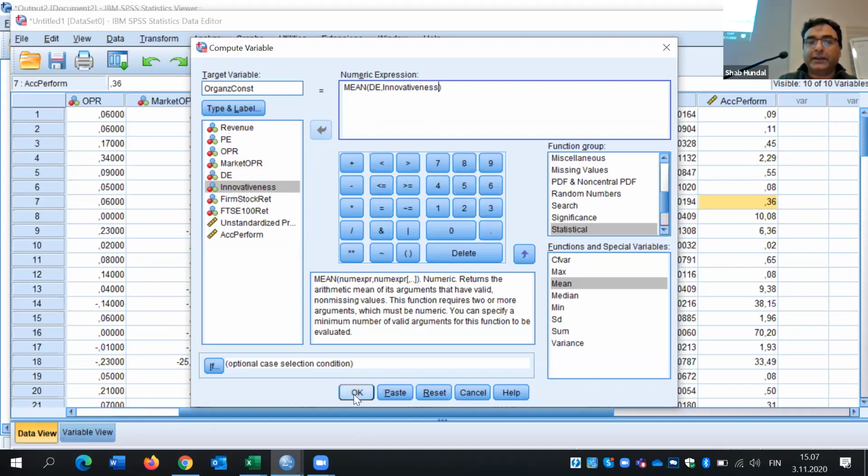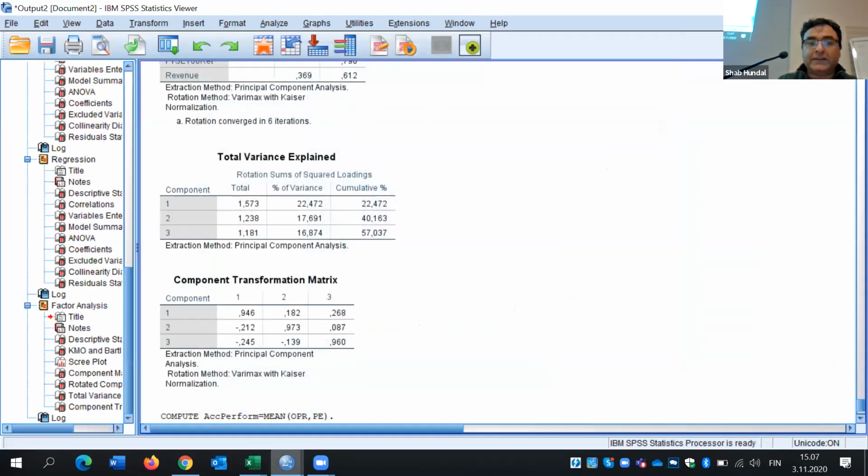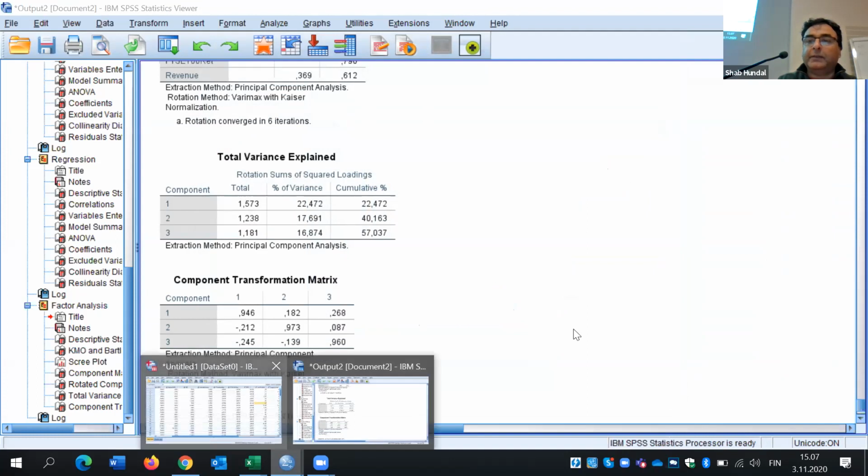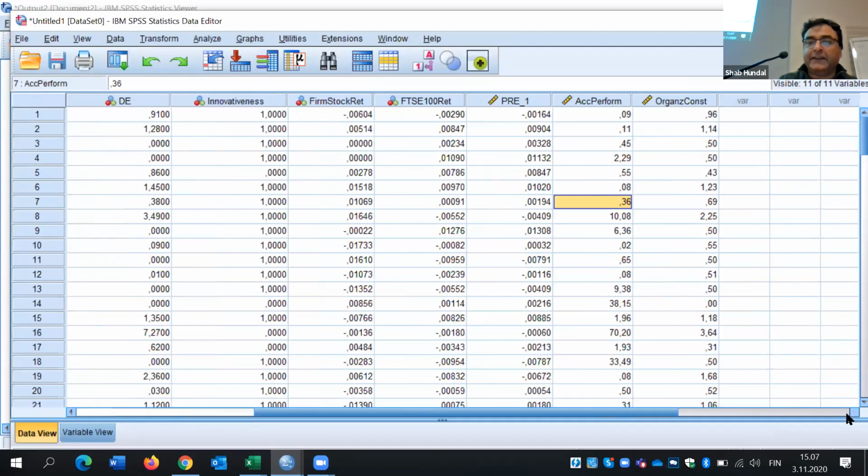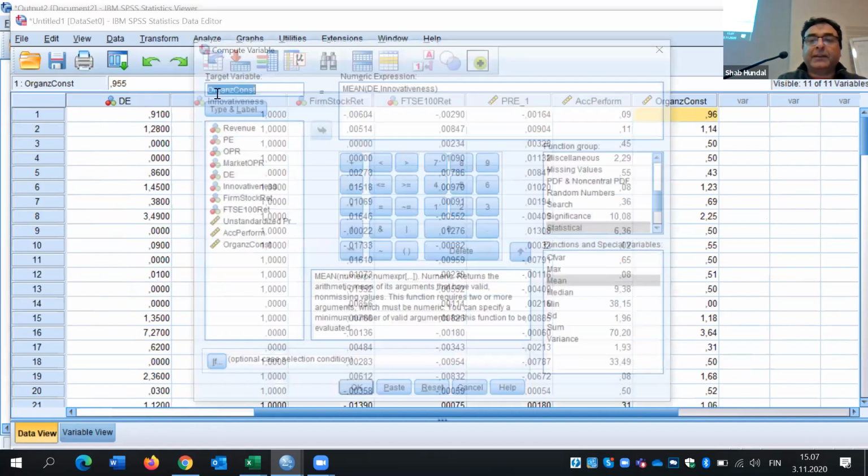And I click OK. And once I click OK, I can see in my SPSS sheet a variable called organizational construct. And then the third variable is left, which is the index return, basically. So either I take index return or rename it. I think I would rather rename it. So once again, I compute variable.